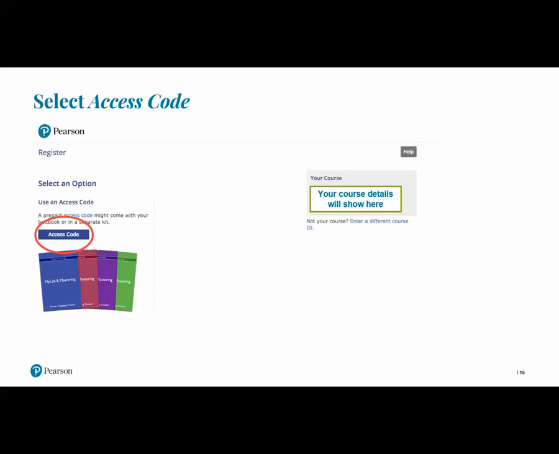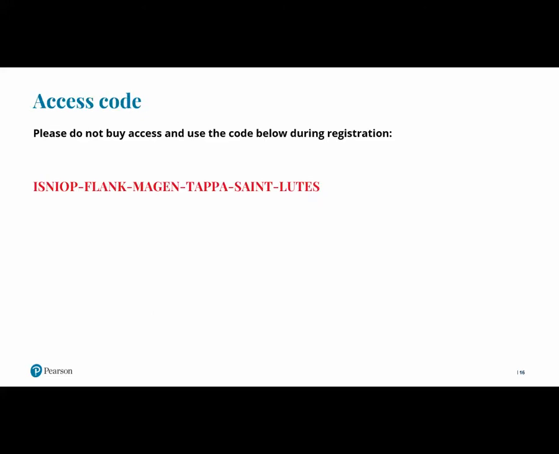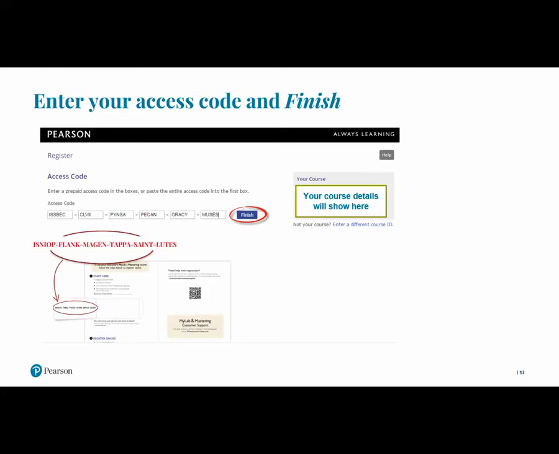And then when you're prompted for an access code, make sure you enter this code. This is possibly the most important part of your registration process, but make sure you do not buy access or request temporary access during the registration. And this is what the page should look like.